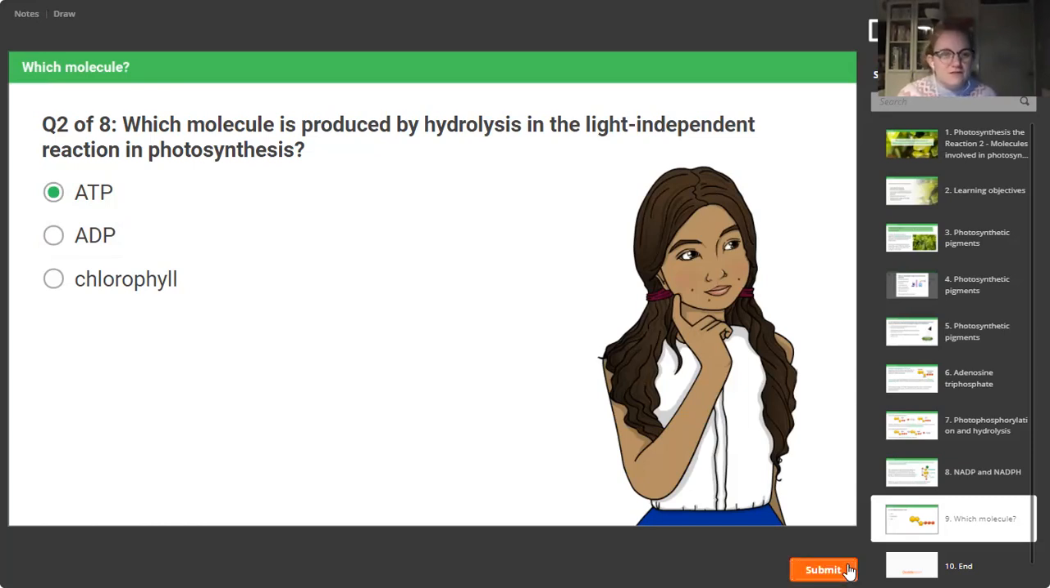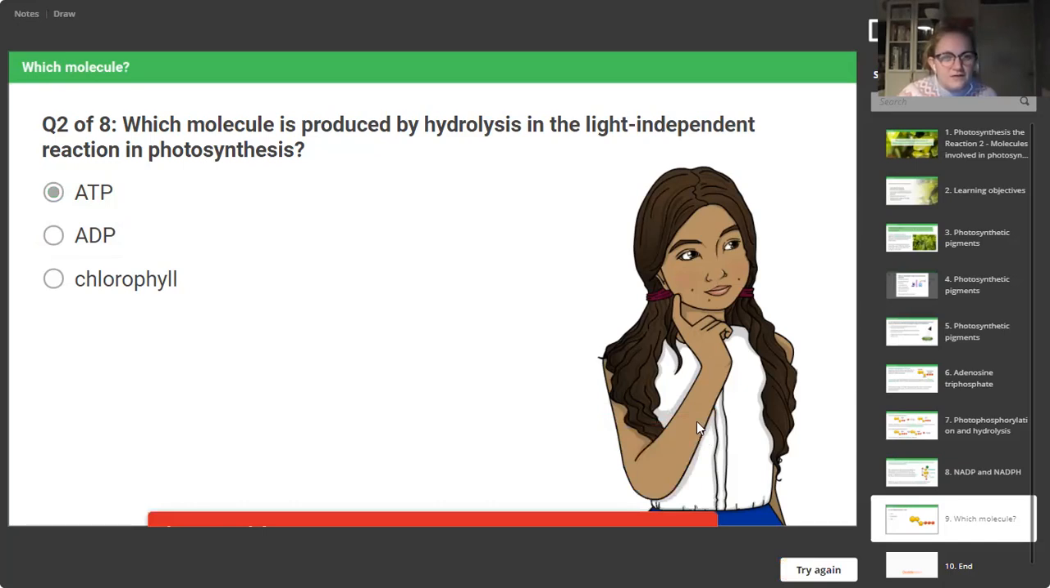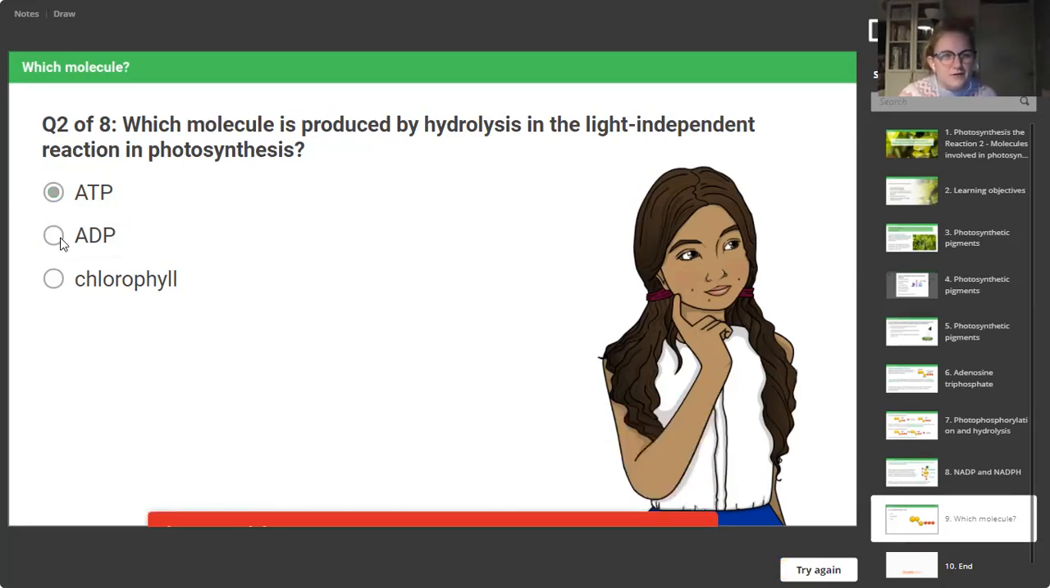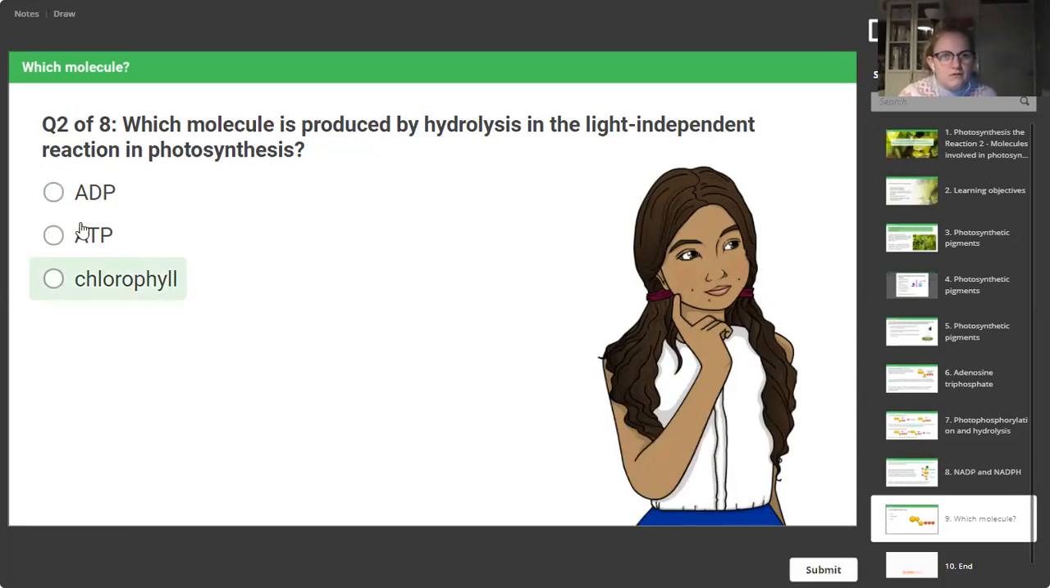I think this is hydrolysis in the light independent. Why has it gone back to the same questions as before? What has just happened? It's cycled back to the wrong question. Yeah, no, that's the same question again.